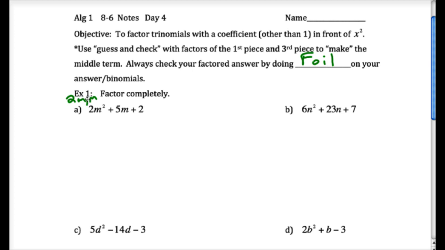Now, what are the only factors of 2? So go to the last piece now. 2 and 1. Those are the only factors of 2. Now, you want to use those factors and multiply back and forth somehow to make the middle term of 5m. See if you can do that.